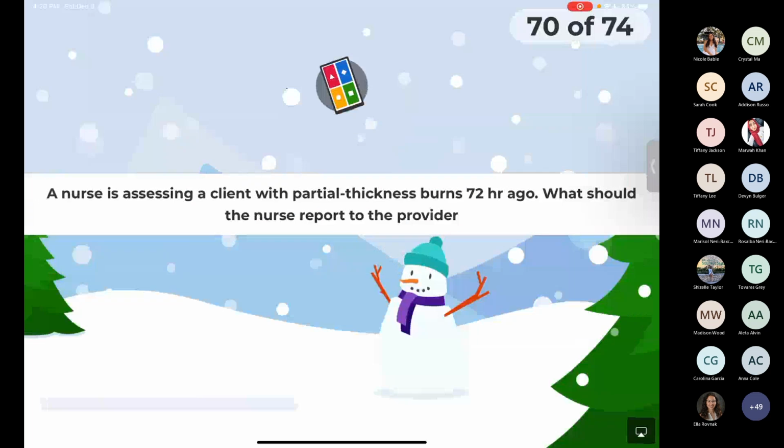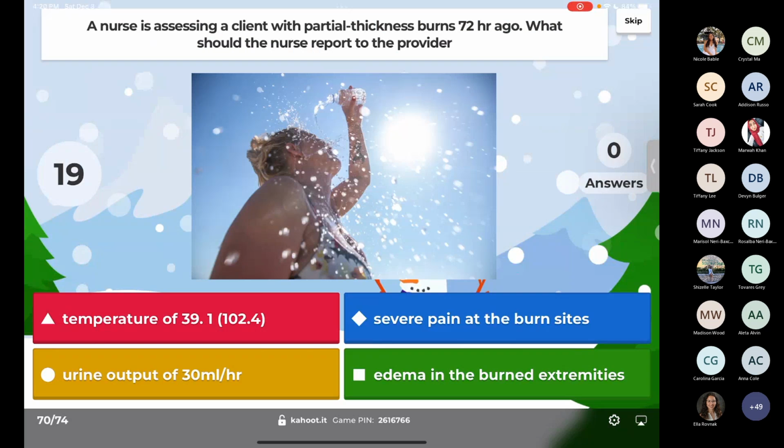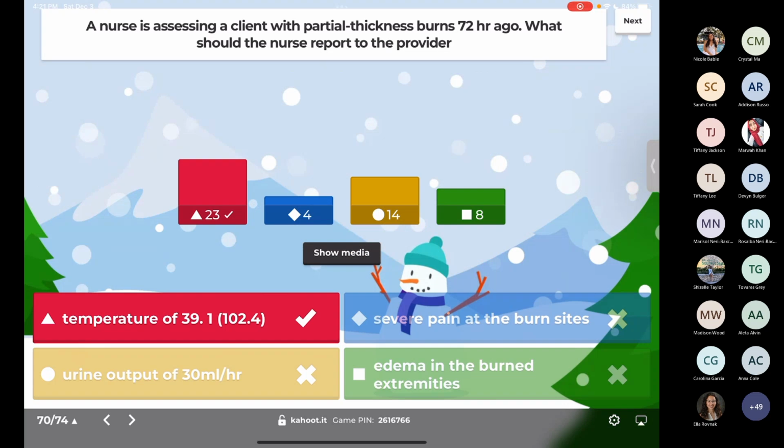A nurse is assessing a client with partial thickness burns 72 hours ago. What should the nurse report to the provider? Good job, guys. So that increased temperature, we're really, really concerned about that. Edema, normal. Pain, normal. 30 milliliters an hour, also normal.